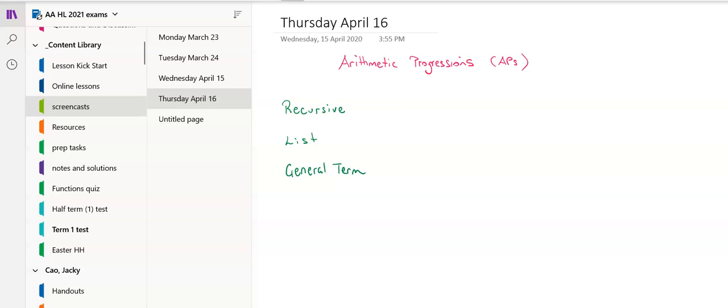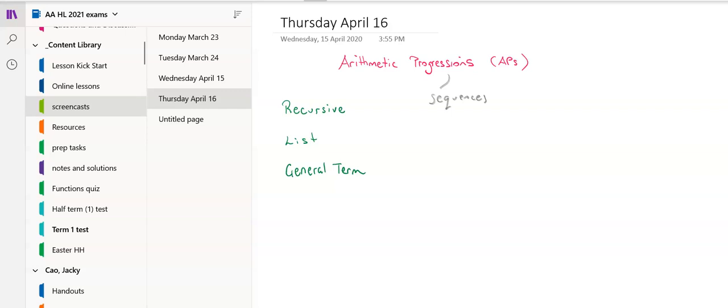Okay, in this lesson we're going to look at arithmetic progressions. Now progressions refer to both sequences. All right, so remember what a sequence is. It's just a bunch of numbers that are in some kind of order and they follow a rule. Right? That's a sequence.